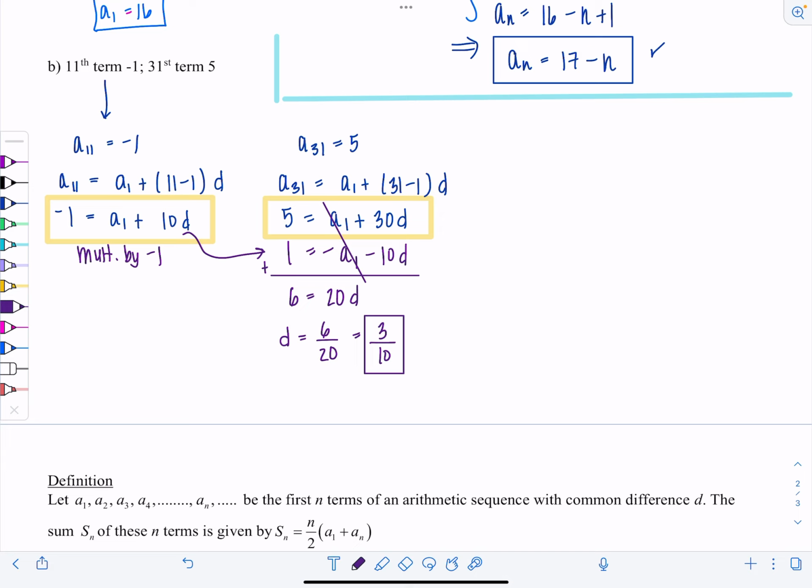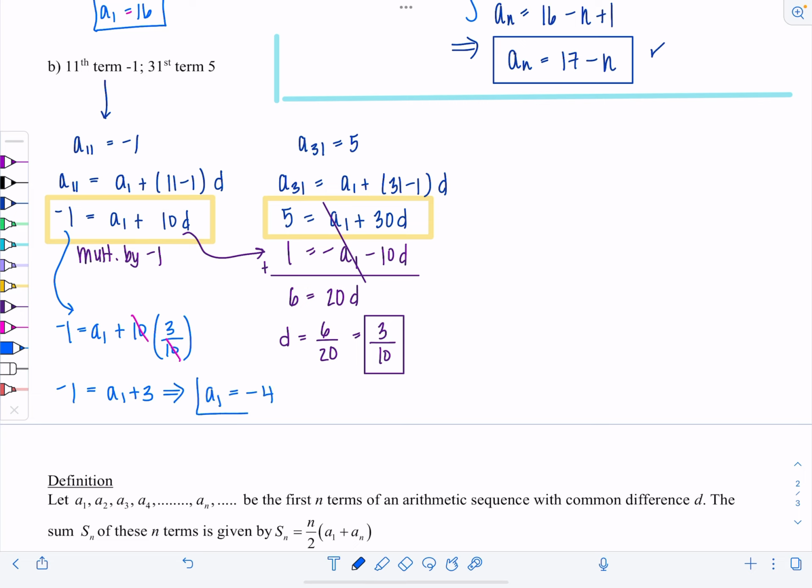Very good. Now we have to get a1. Go to your favorite place. I'm just going to use this equation right here. Okay, so negative 1 is equal to a1 plus 10 times d. D is 3 over 10. Oh, and that works out because these 10s are going to cancel. So negative 1 equals a1 plus 3. Subtract 3, so a1 is negative 4.